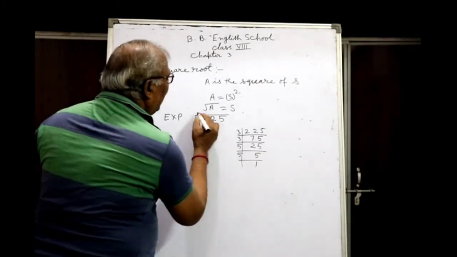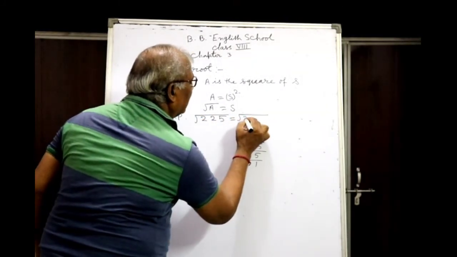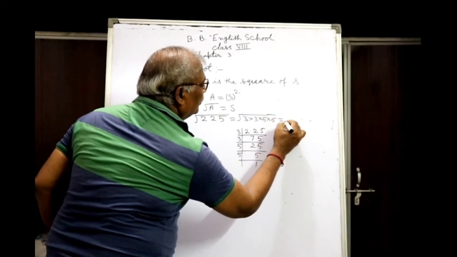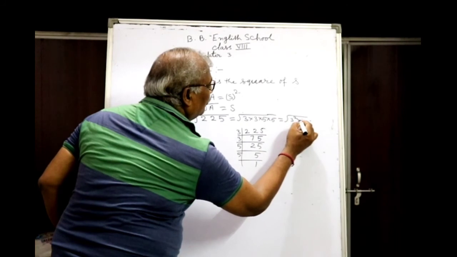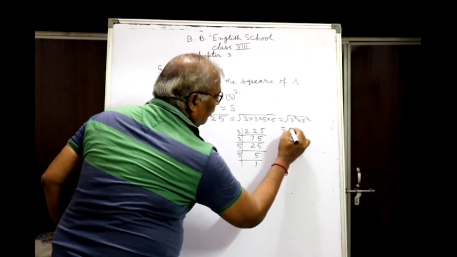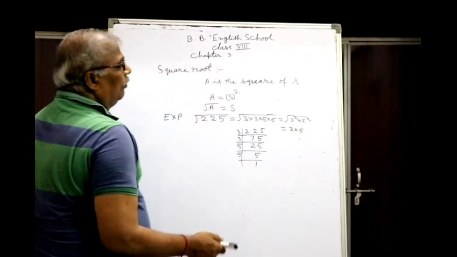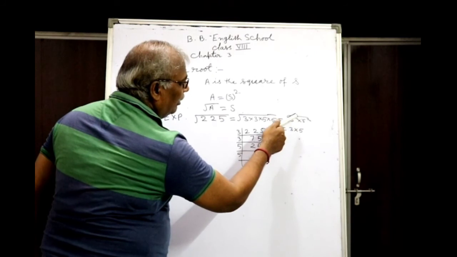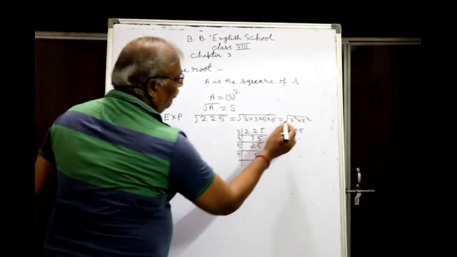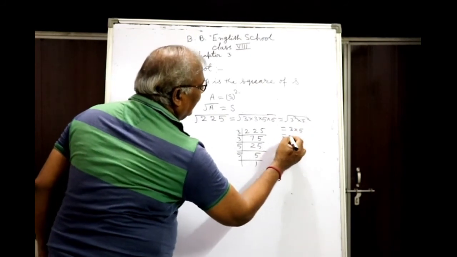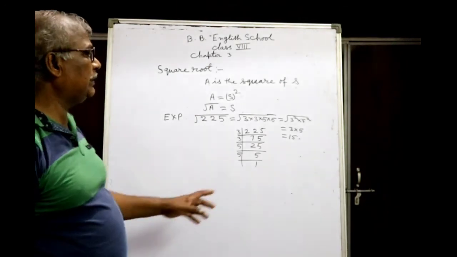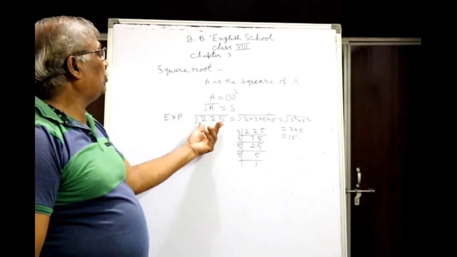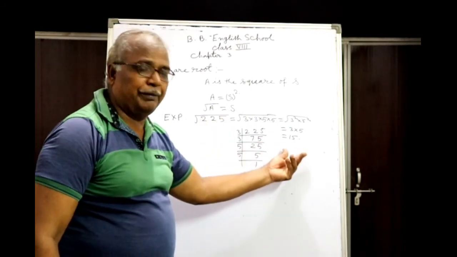Now square root 225 can be written as 3 into 3 into 5 into 5. So it is equal to square root of 3 square into 5 square. This is equal to 3 into 5. When we remove the square root sign here, we remove the square sign from the inner side of the square root. We will get 3 here and we will get 5. 3 into 5 is equal to 15. It means that 225 is the square of 15. So, square root of 225 is equal to 15. It is the answer.